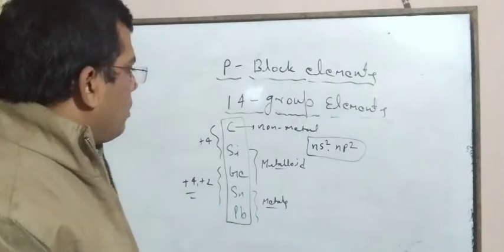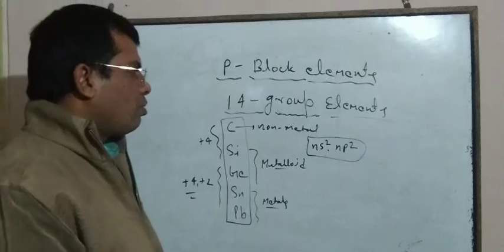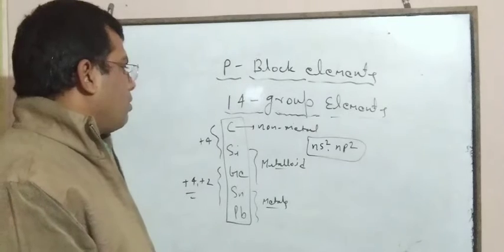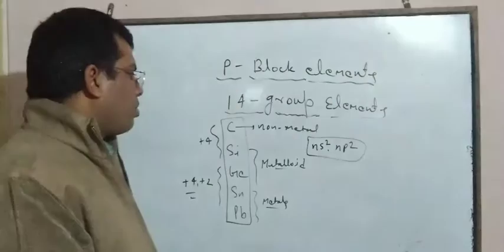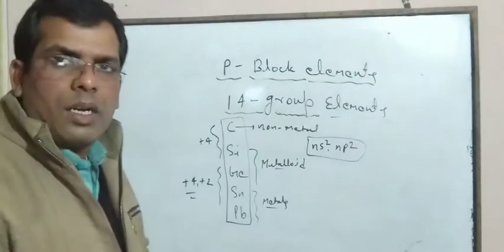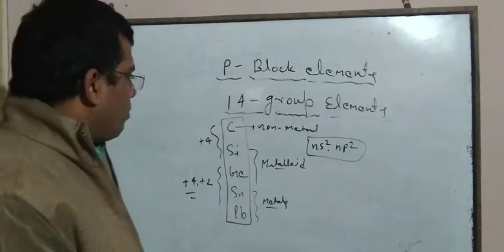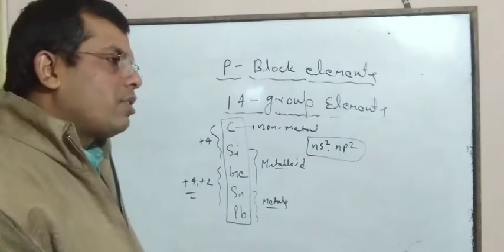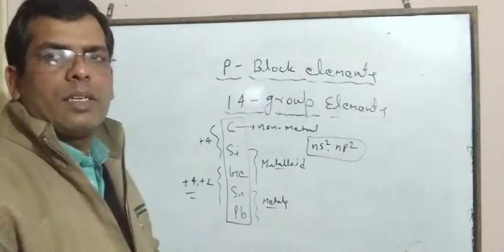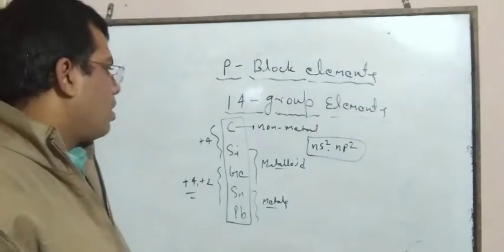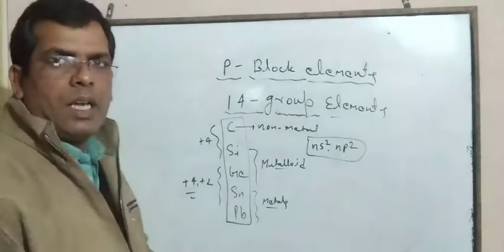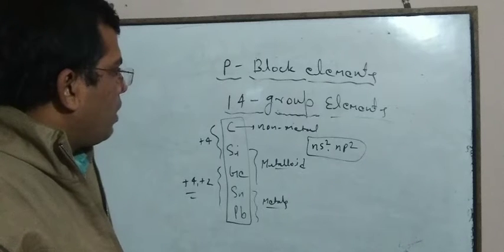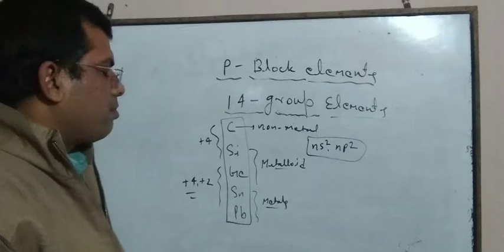In a similar pattern, ionization potential also decreases on moving from top to bottom. From carbon to silicon, ionization potential decreases in the general way, but from silicon to lead, it decreases by a very small value due to the poor shielding effect. So this is about the periodic trends of group 14 elements.